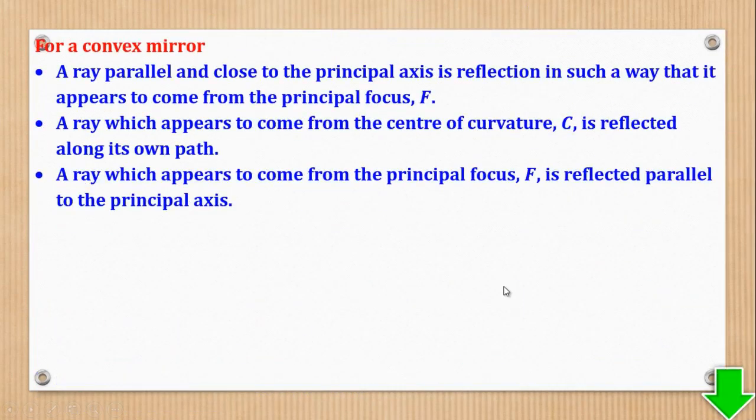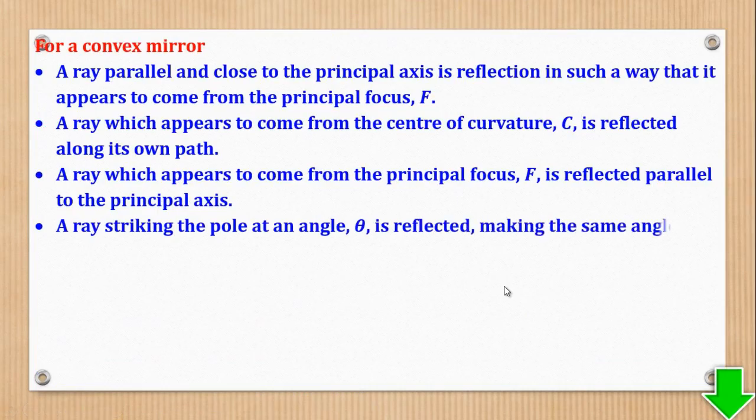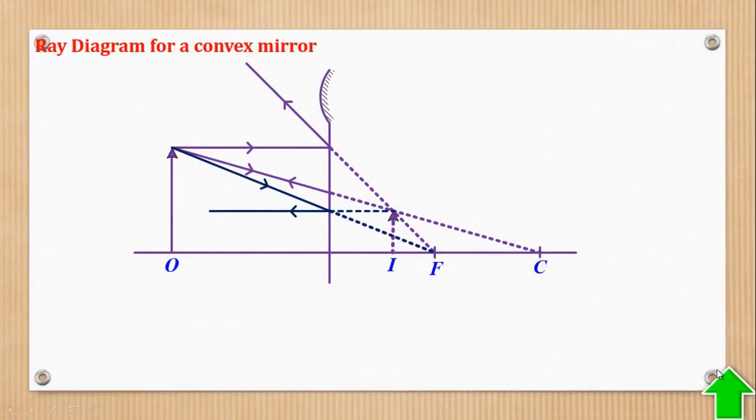That was ray number 3. What about ray number 4? Ray number 4 says a ray striking the pole at an angle theta is reflected, making the same angle theta at the point of the pole. So let's see that.